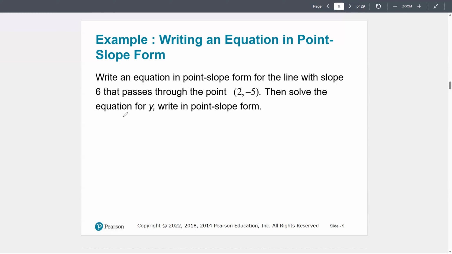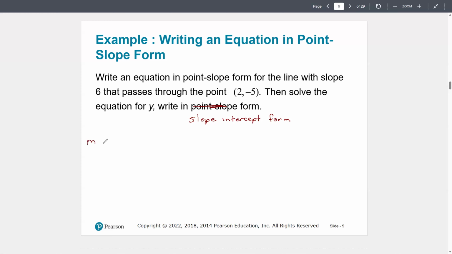We want to write an equation in point slope form for the line with a slope of 6 that passes through the point 2, -5. Then we want to solve the equation for y so we can write it in slope-intercept form. There was a typo there. Point slope form is very nice to help me write equations, and slope-intercept form is very nice for me to understand the equation. So there are pluses and minuses to both of them.